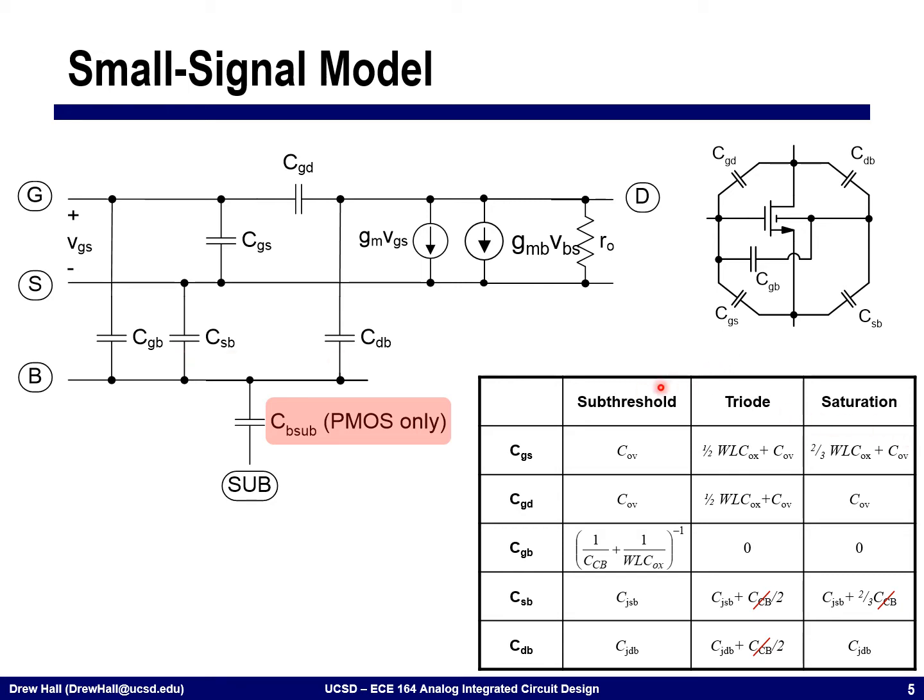We talked a little bit about how all of the capacitances change as a function of the operating point. So if we're in subthreshold versus triode versus saturation, each of these capacitances has a different value. We use this table in order to understand the capacitance at each of these points.